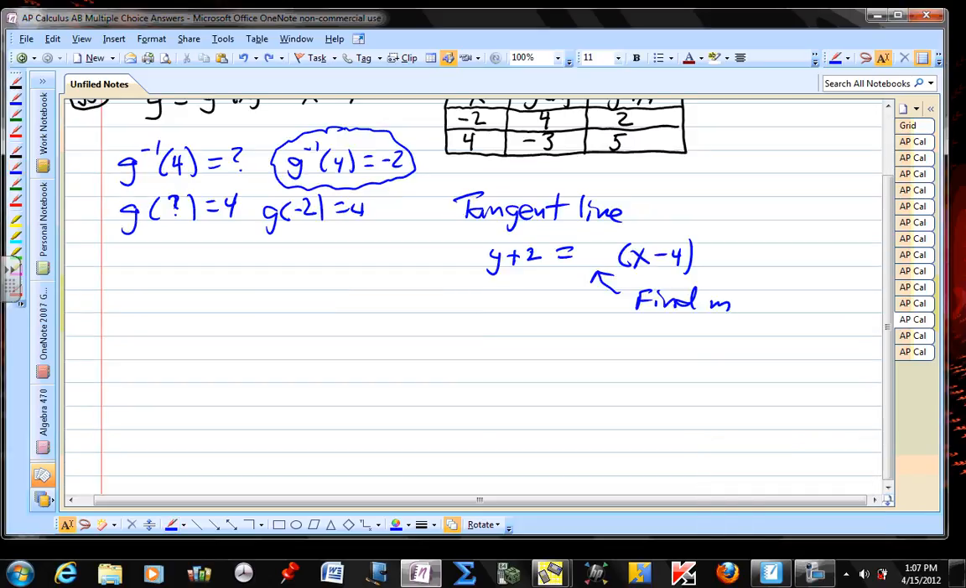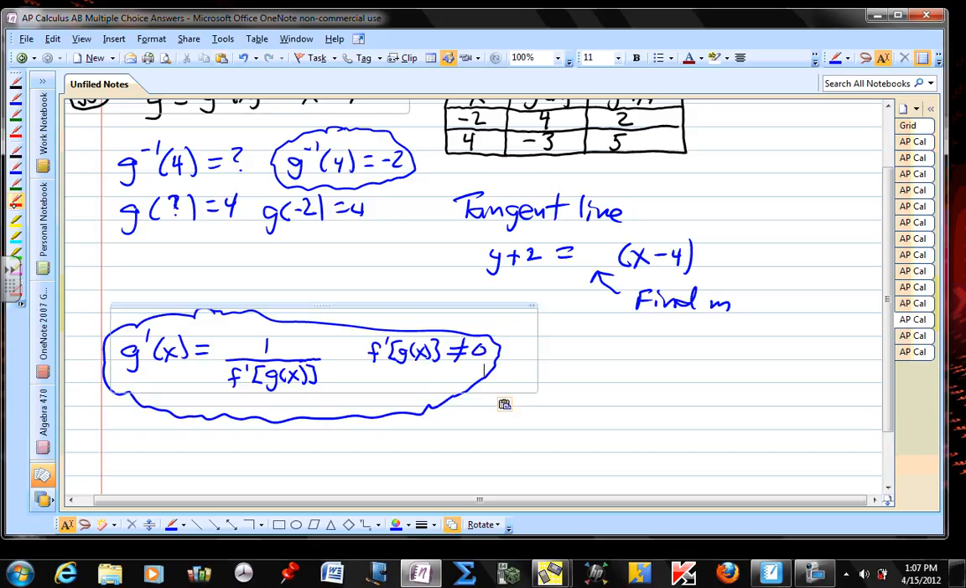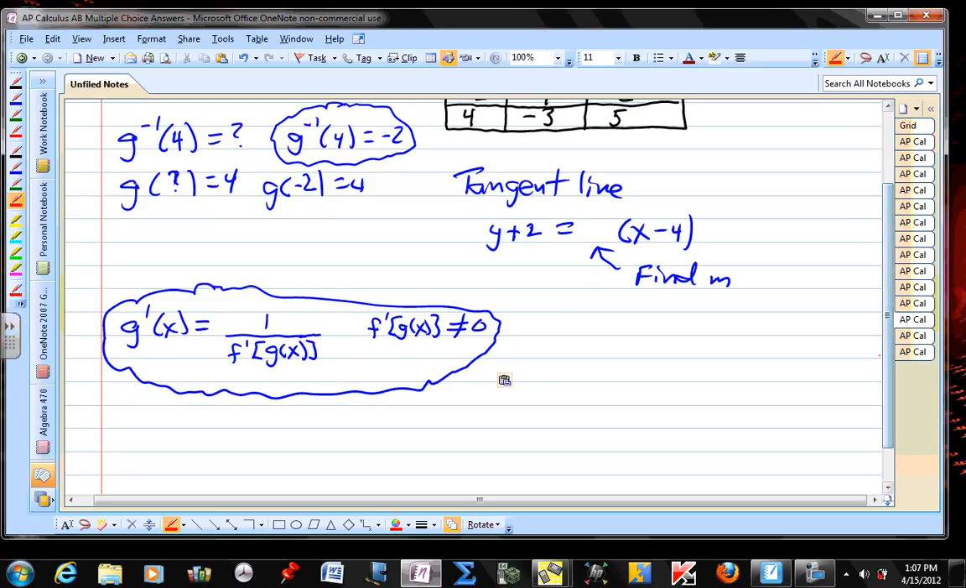So let's remember the formula we use to find the derivative of the inverse of a function. Now this is written in terms of f and g being inverses of each other. But to be specific for this problem, we can say that the derivative of the inverse of g of x is going to be 1 over g prime of g inverse of x, provided, of course, that the denominator is not equal to 0.